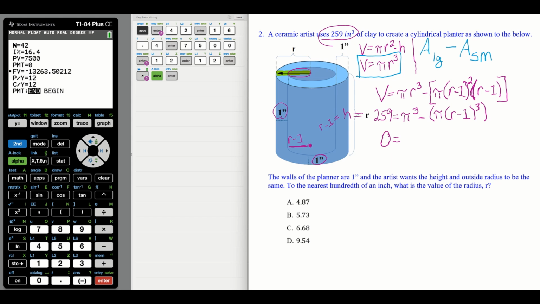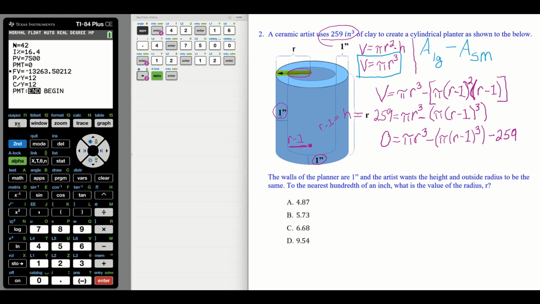So that would be, oh, and I also made another mistake. Bear with me. R to the third. So we have pi r to the third minus this whole thing, pi times r minus 1 to the third. Now subtract your given volume of 259. That's what we can put in our calculator, and we can do some estimating and get this answer pretty quickly.